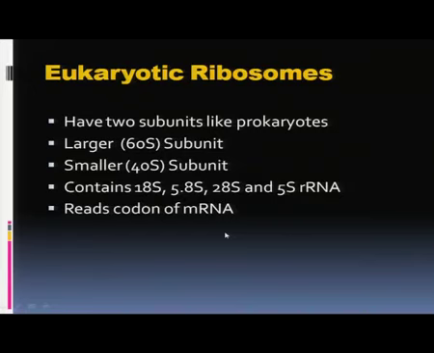If we talk about eukaryotic ribosomes, in case of eukaryotes, they also have 2 subunits like prokaryotes, but in case of eukaryotes, the larger subunit is 60S and the smaller subunit is 40S, and the ribosomes contain 80S, 5.8S, 28S and 5S ribosomal RNA. And like the prokaryotic ribosome, it also reads the codon of messenger RNA for the protein synthesis.